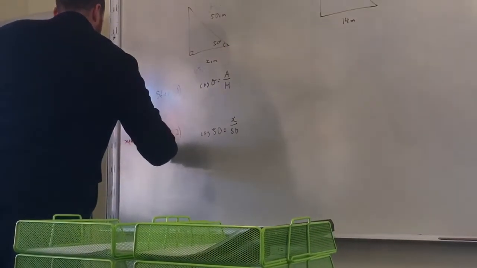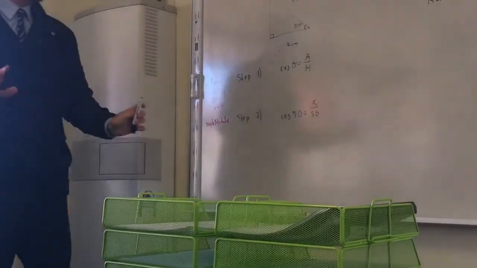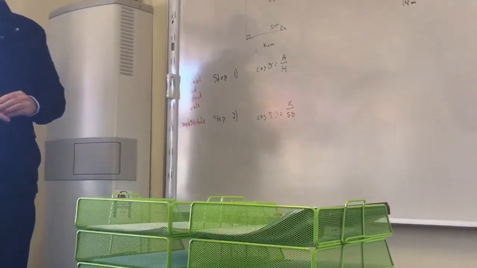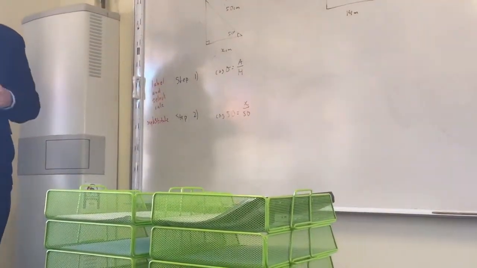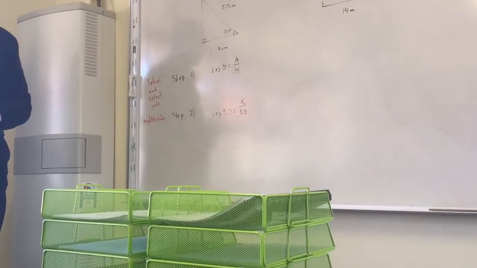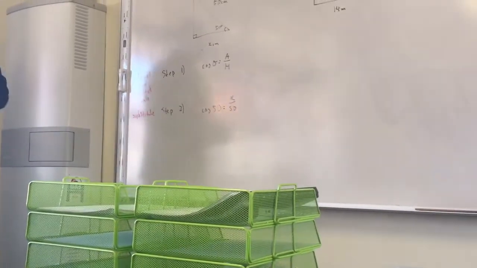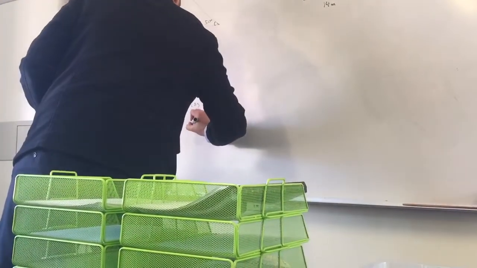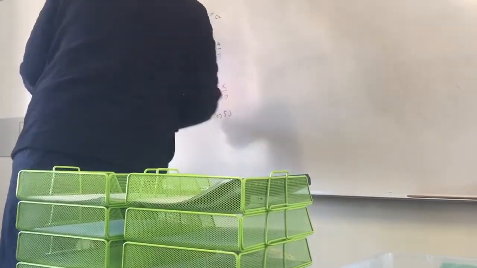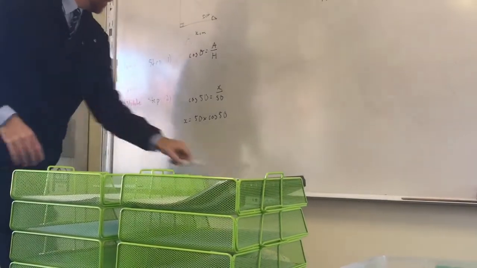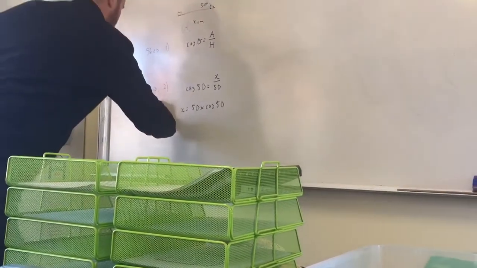What do we think would be the next step? Who reckons they could tell us what the next step might be? We have cos 50, which is the ratio, equals x over 50. We want to find what x is. What do you think we might do? Would you times by 50? Yeah, times both sides by 50. We want to rearrange so x is by itself, don't we? So you'd say x equals 50 times cos 50. So step 3 is to solve for x.